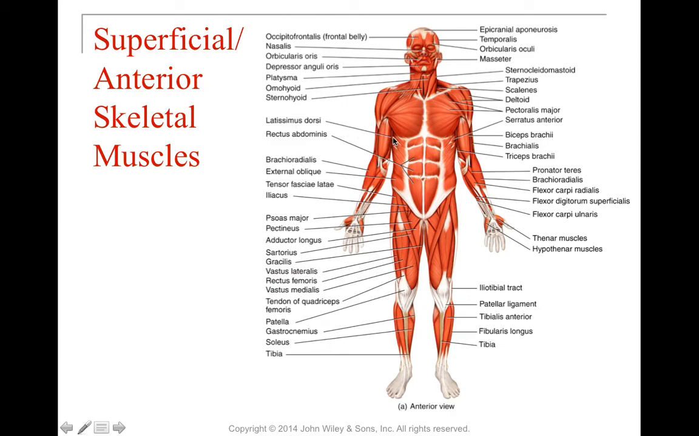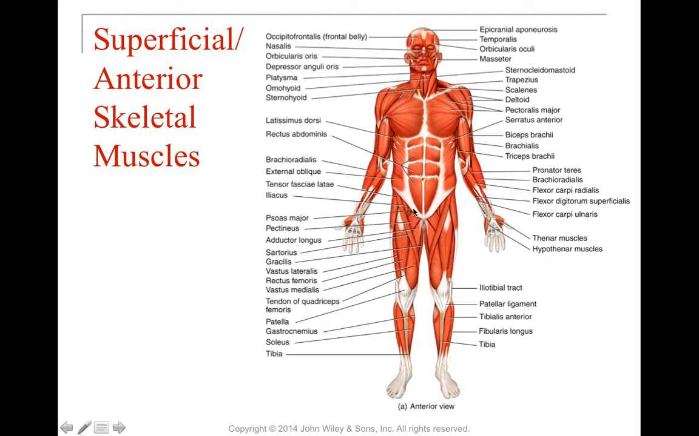Latissimus dorsi, it's your lat muscles in here. Rectus abdominis, that's these guys here. They're going to be your abdominal muscles as we consider your six-pack. The brachioradialis we talked about on the other side, but here we're showing it here as well. External obliques on the outside of your torso. The tensor fasciae latae that goes out here.